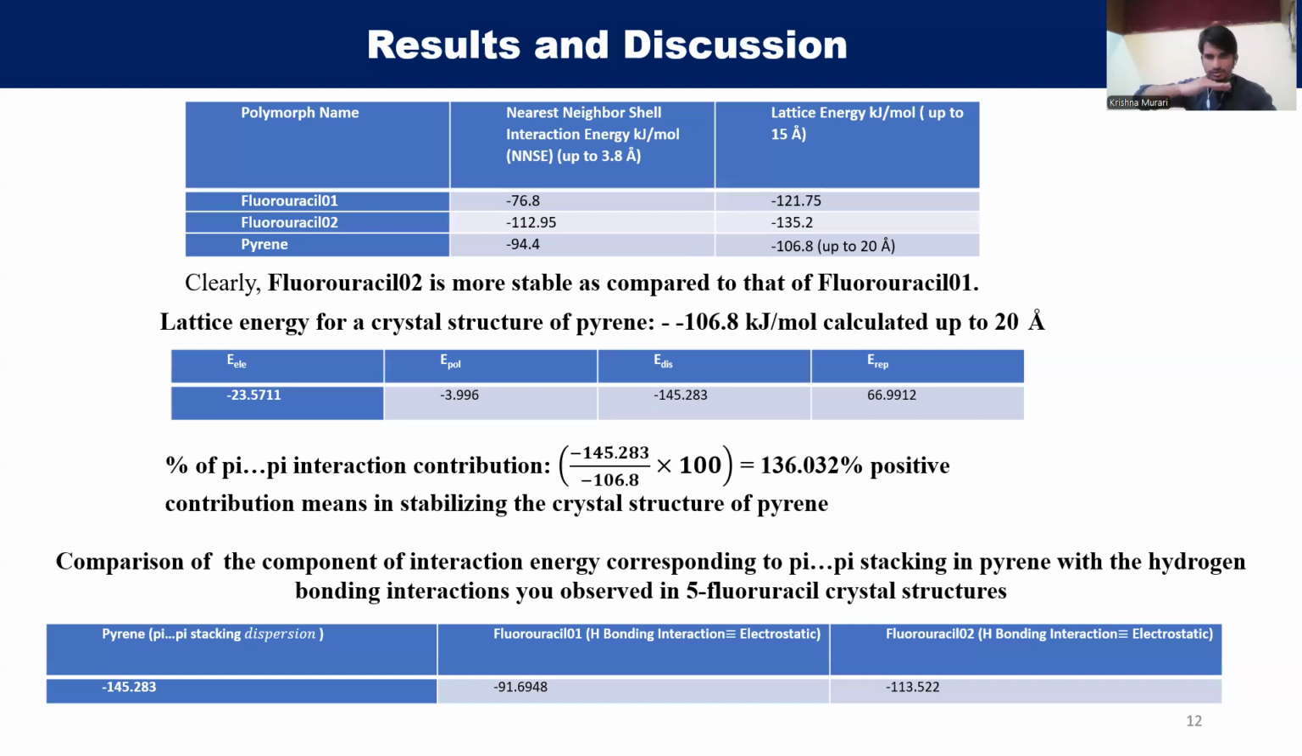Pyrene is nothing but this type of ring: aromatic rings attached to each other. They have electron clouds above and below the planar aromatic ring. They are attracted by the pi stacking interaction, and we can clearly say this dispersion energy is mainly contributed by pi stacking interaction. Now, the hydrogen bonding interactions are nothing but electrostatic interactions, so we can say the main contribution in electrostatic interactions comes from hydrogen bonding interaction.